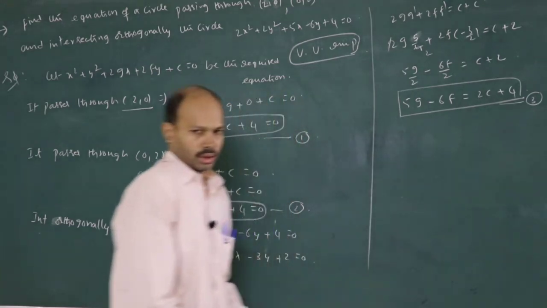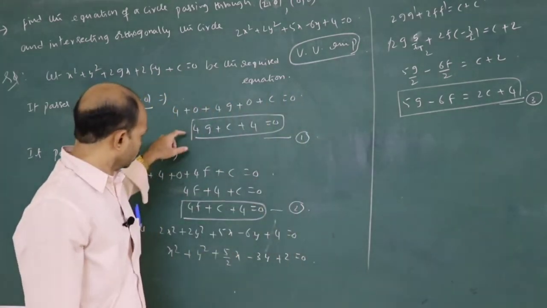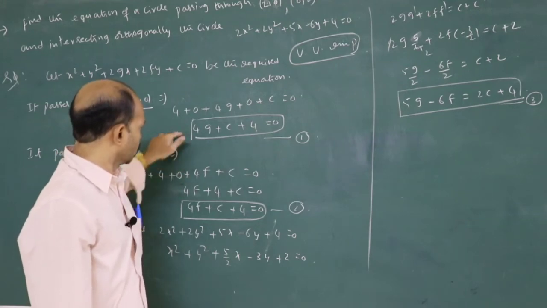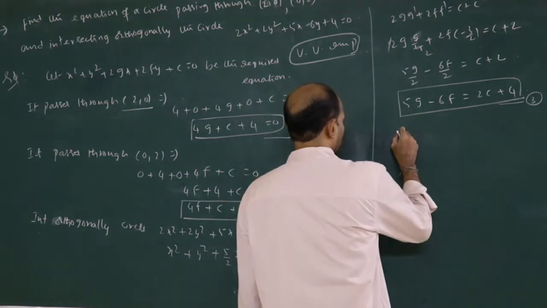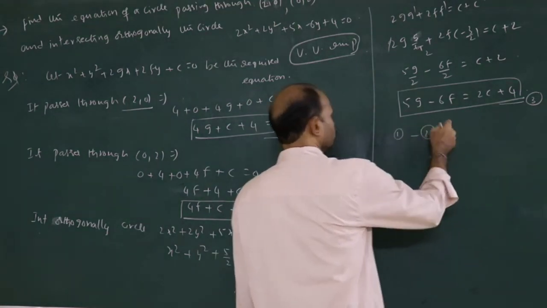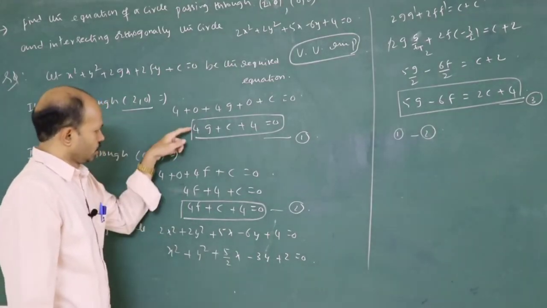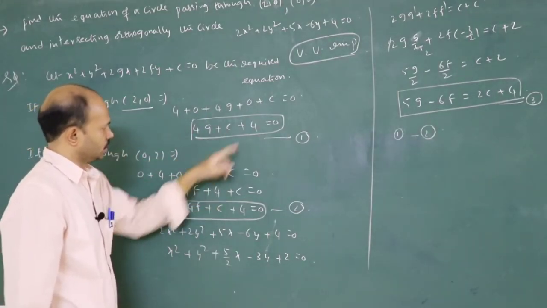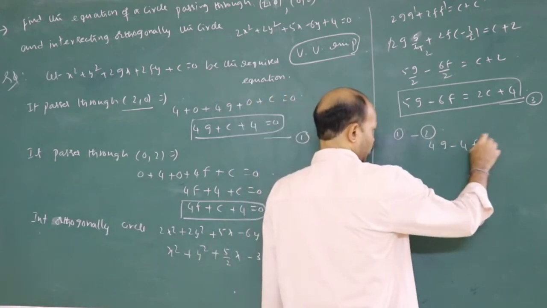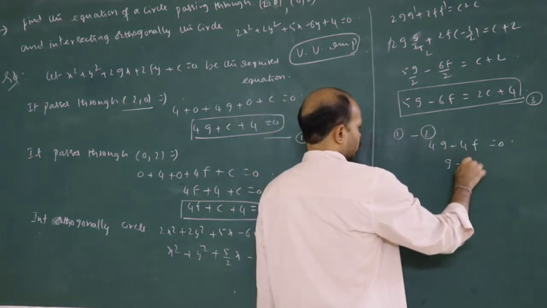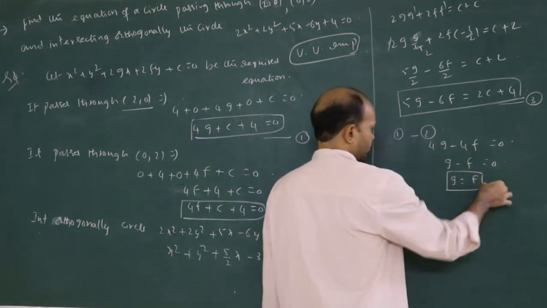We have to solve equations 1, 2 and 3. By looking into 1 and 2, subtract them. 4g, 4f, c and c, 4 and 4 cancel. We have 4g minus 4f, that means g minus f. Therefore, g is equal to f.